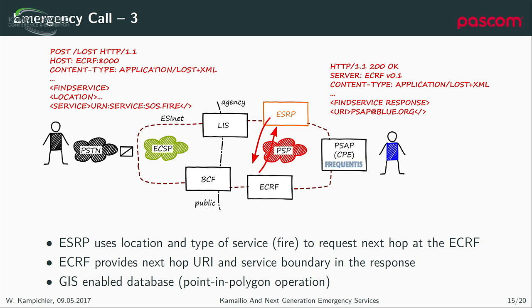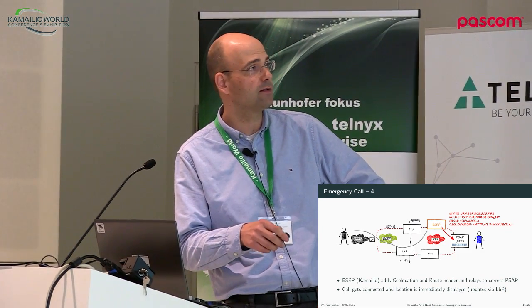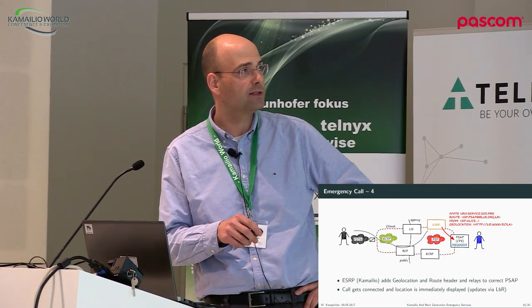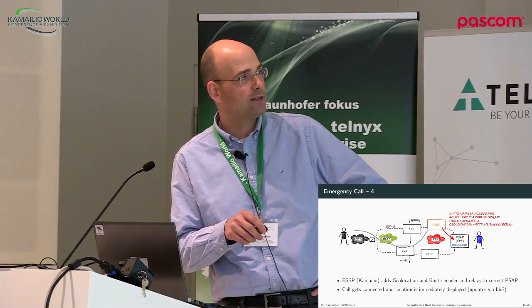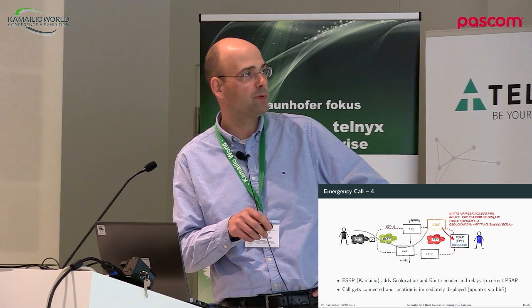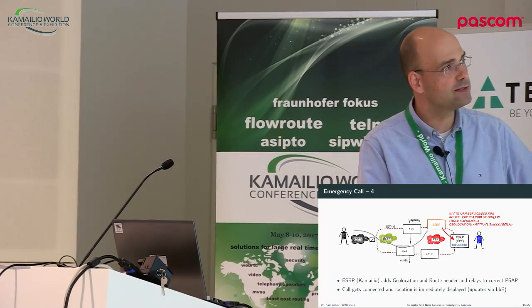So the requesting party would also know the area of responsibility of this organization. So we have, at the end, a SIP URI and know where to route the call to. So the ESRP just then inserts this additional header field. It provides a Route header, which points to this PSAP. It still has the From header inside, and it also provides the Geolocation header.